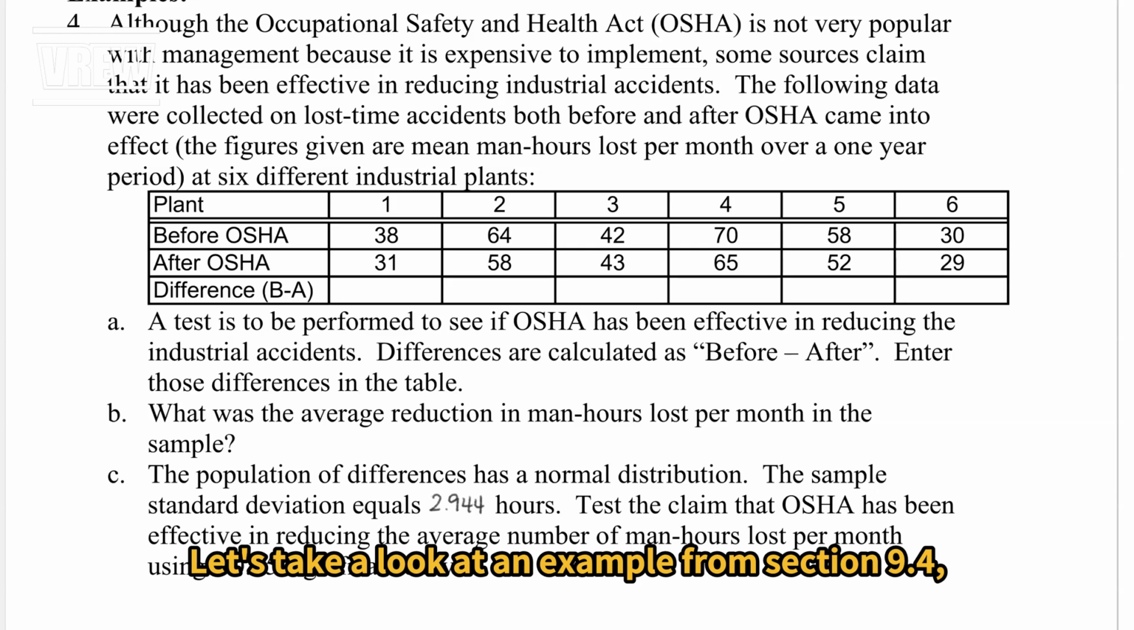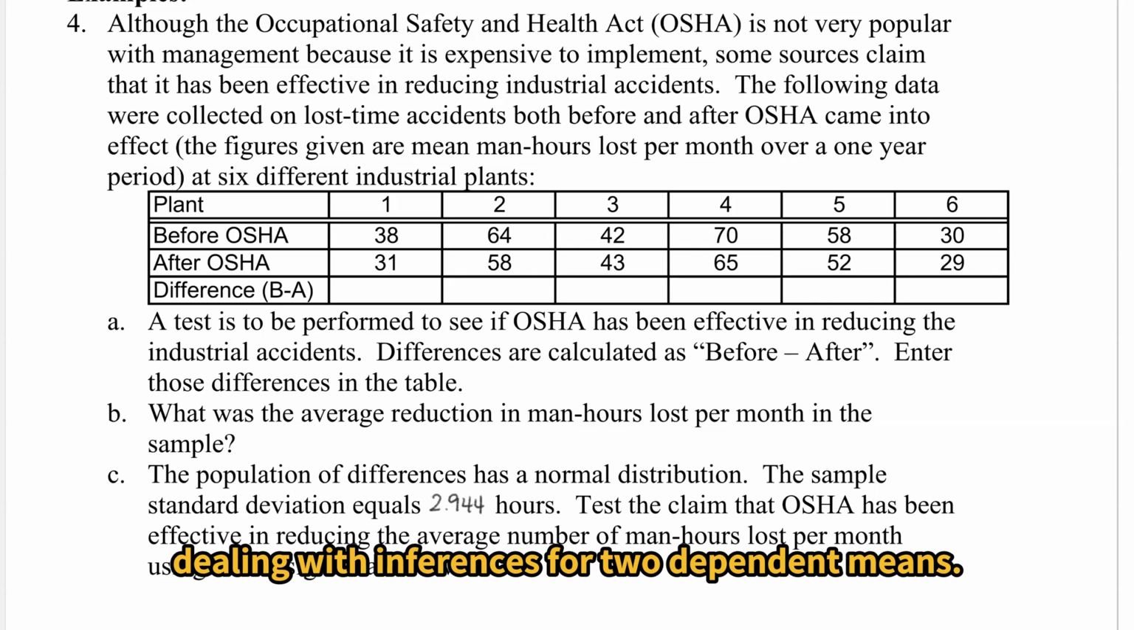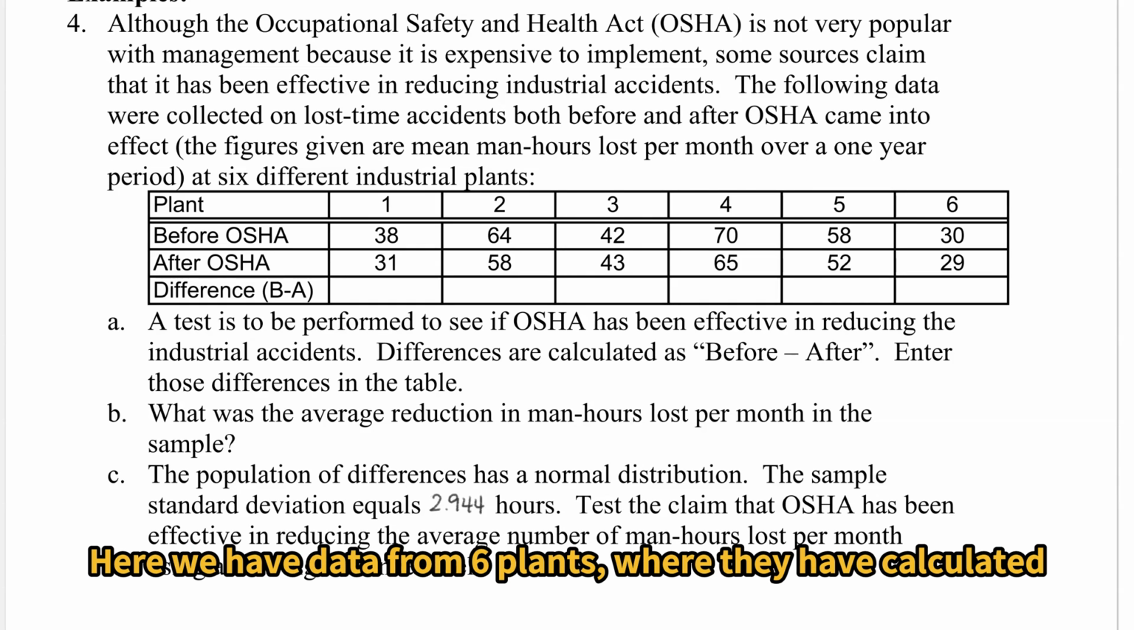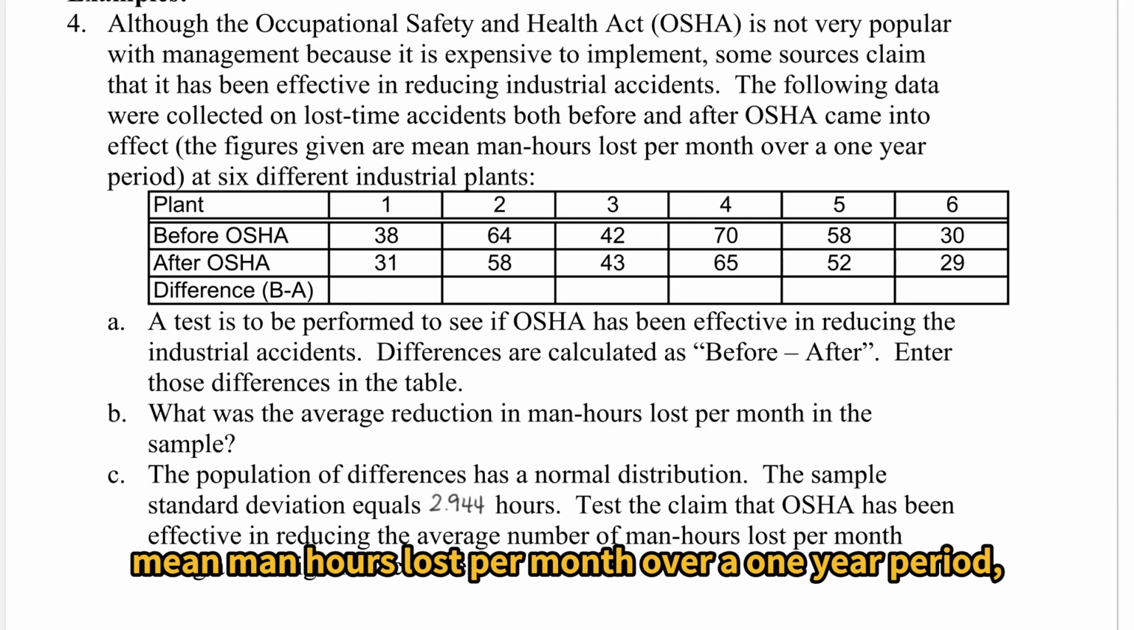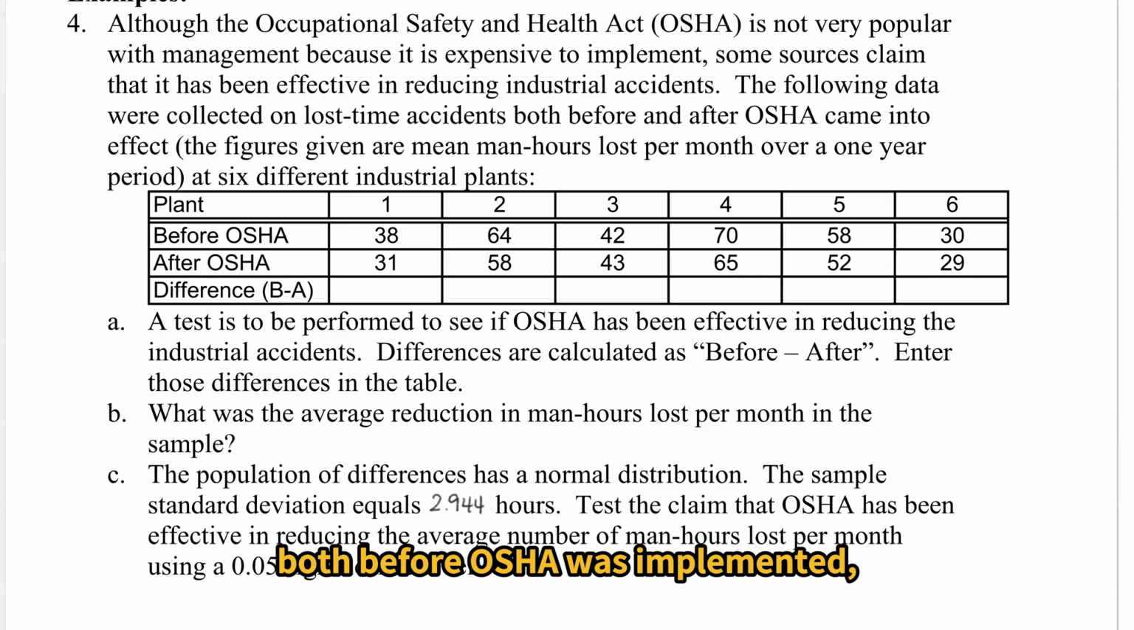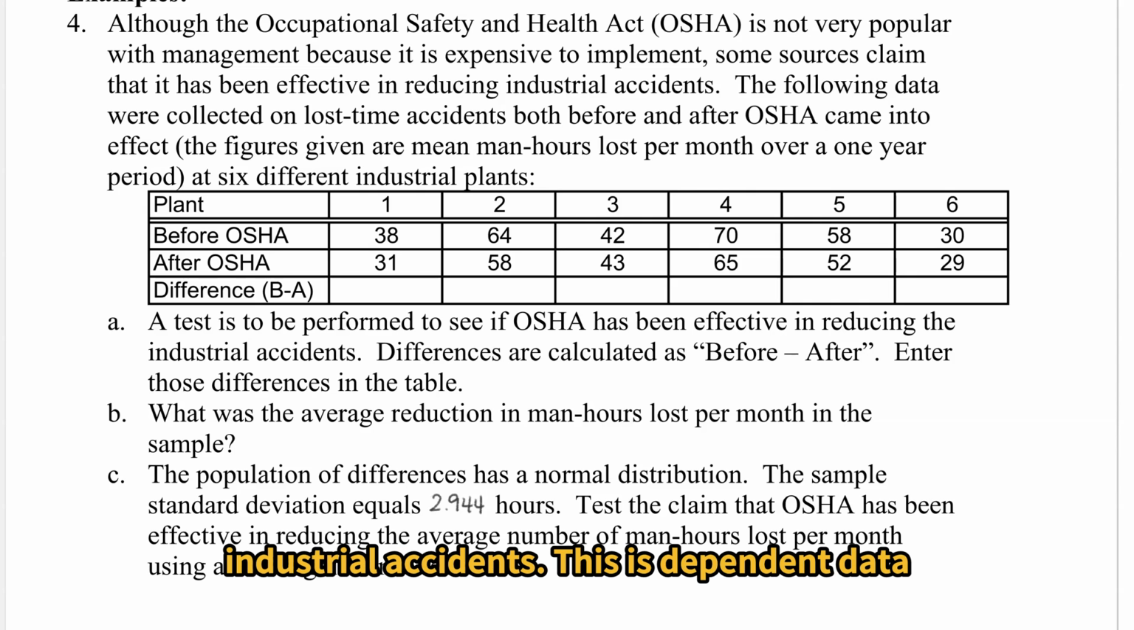Let's take a look at an example from section 9.4 dealing with inferences for two dependent means. Here we have data from 6 plants where they have calculated mean man-hours lost per month over a 1-year period, both before OSHA was implemented and after OSHA was implemented. We want to test the hypothesis that OSHA has been effective in reducing industrial accidents.